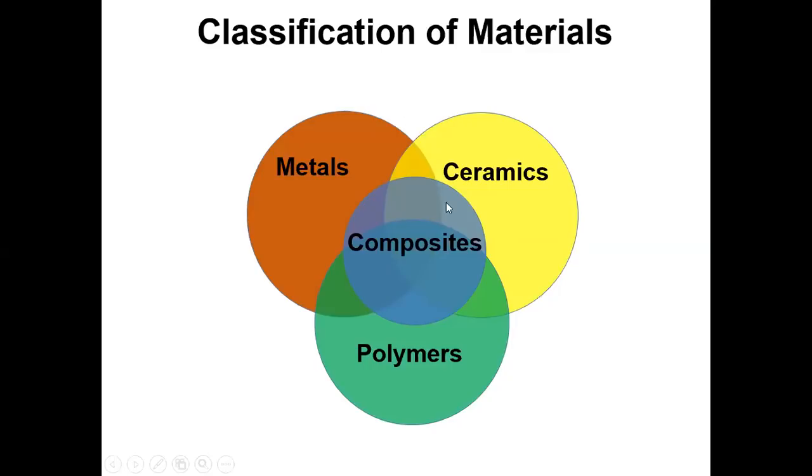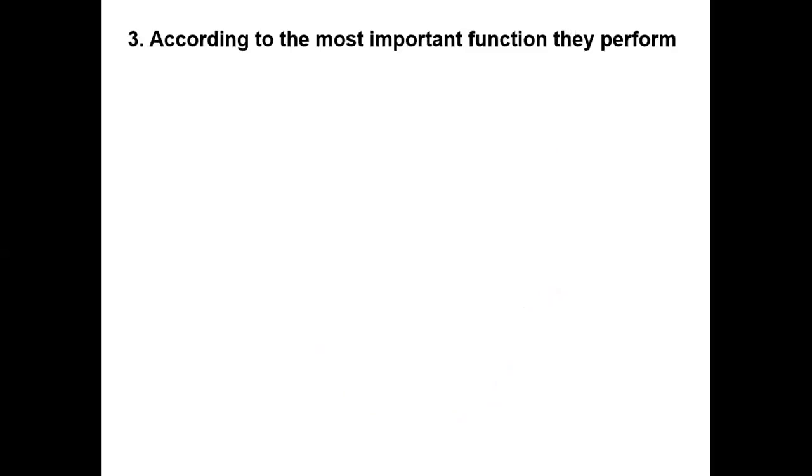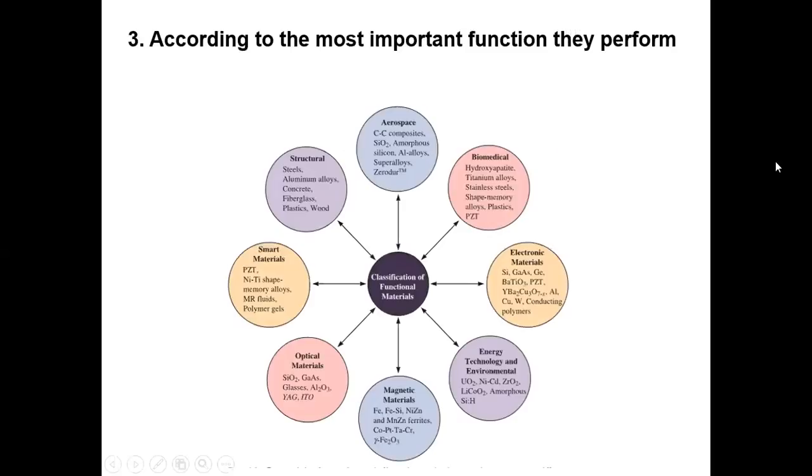So likewise, basically, we can classify materials like this. We can classify the material as metals, ceramics, polymers, or as composites. Composite means that the material contains more than one of these materials. Sometimes it is a combination of ceramics and metals, so we call them composites. This is another simple way of classifying materials. So this is another way, according to the most important function they perform.